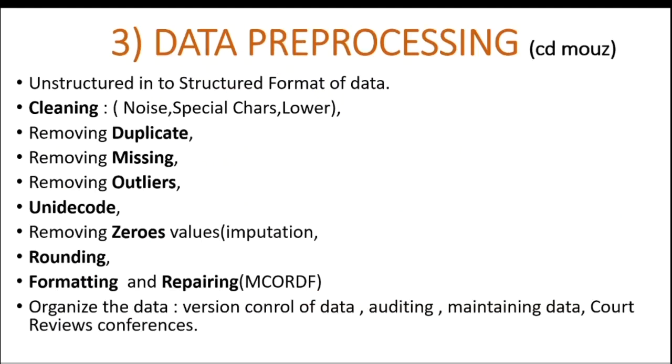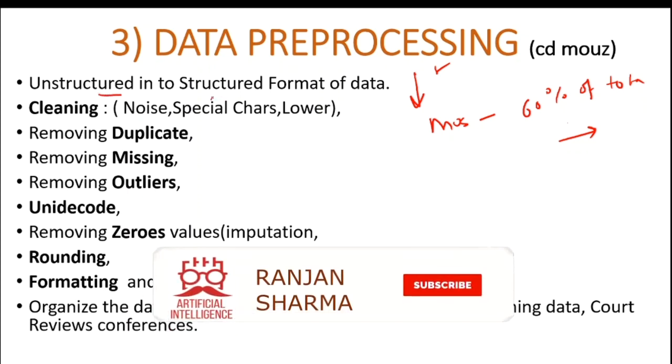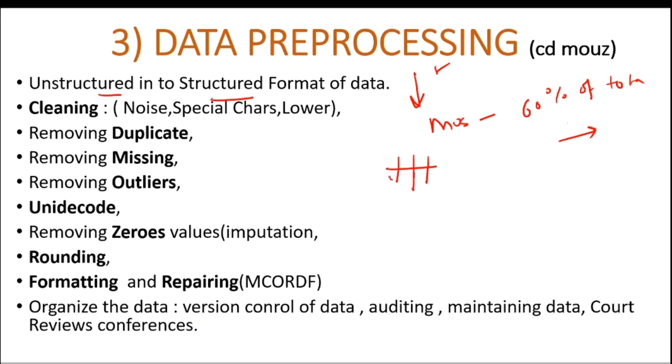So basically it's a very important process, data pre-processing, and it takes most of the time. In some cases it takes 60% of the total time which we need to develop the model. Very time-taking process. So first of all, we have to convert the unstructured data into the structured format. We have to organize it in a table, rows and columns, in a very structured format.